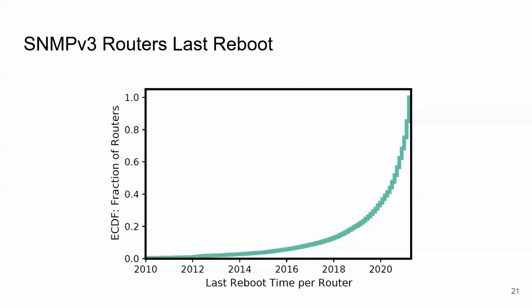Finally, we use the engine time value to calculate the last reboot time of a router. Here we have a CDF for the time since the last reboot for all SNMP version 3 responsive routers. We can see that less than 25% of these routers had their last reboot more than a year before our scanning campaign. Further, around 70% of routers had at least one reboot since the beginning of this year. These results could indicate crashes, power outages, or potentially the last time a router has been updated.